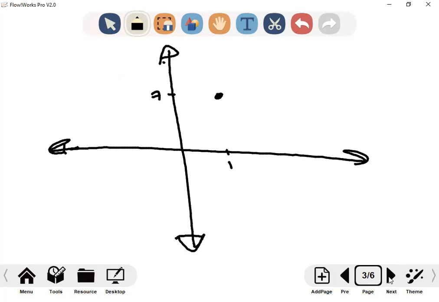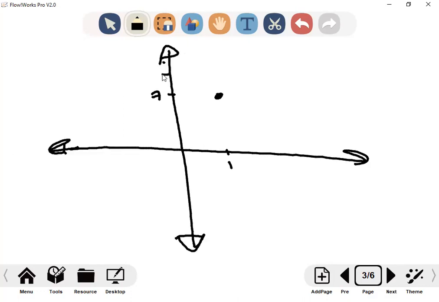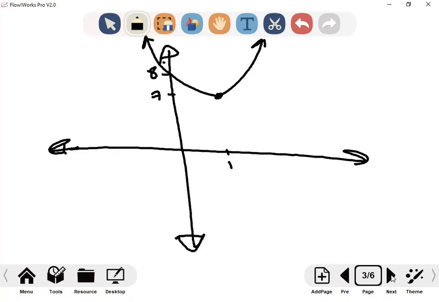Who can tell me what is the y-intercept here? The y-intercept is 8. We said C is the y-intercept. So let's plot 8, which is 0 and 8. So the parabola will be something like this, right? That's why delta is negative. We have no x-intercepts. The curve won't intersect with the x-axis, right? That's why delta became negative.